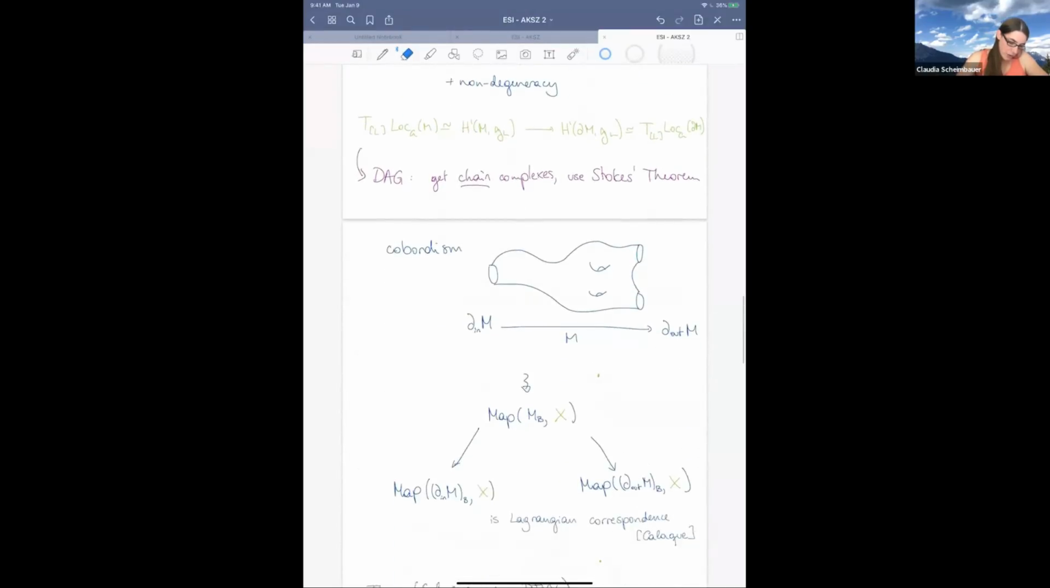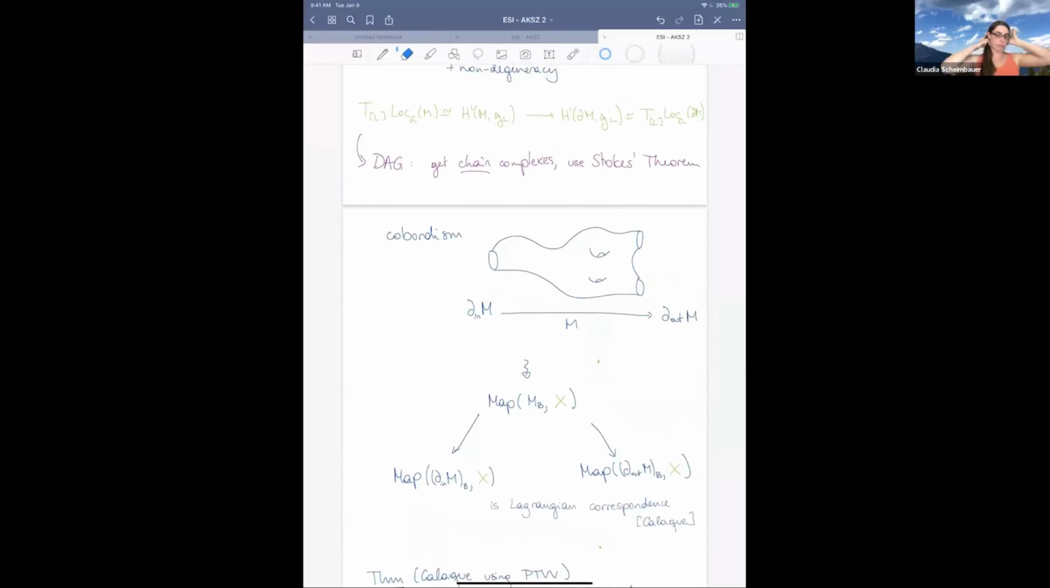All right, so let's go back to the cobordisms. It's a lot faster to give a talk if you don't have to write. So I hope I'm not rushing through this too much.